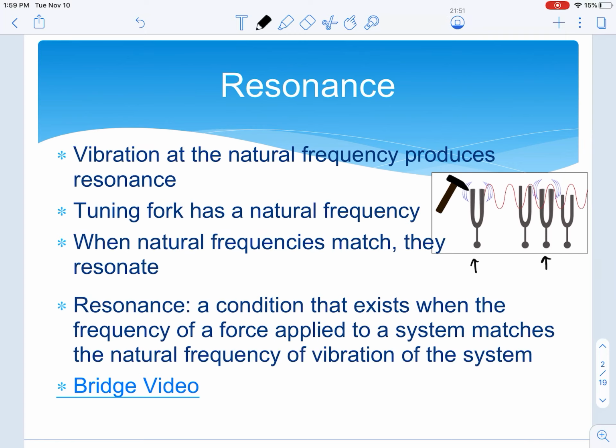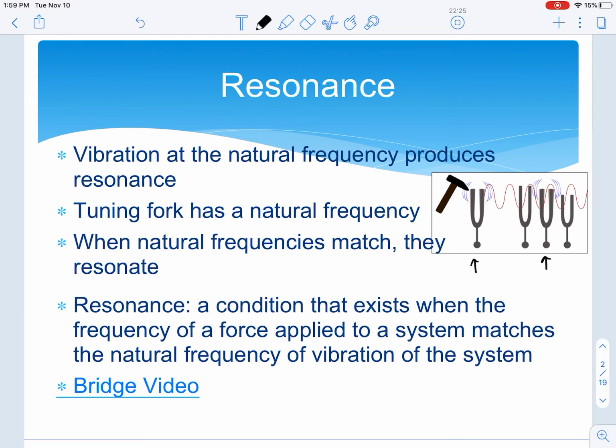So when the first tuning fork was struck and sent out its vibrations, that vibration pattern perfectly matched the vibration of the tuning fork in the middle. And so as a result of that, it also began to vibrate. Notice that the other two tuning forks are not in motion because they do not match the frequency of the first tuning fork. So resonance is a condition that exists when the frequency of a force applied to a system matches the natural frequency of vibration of the system.